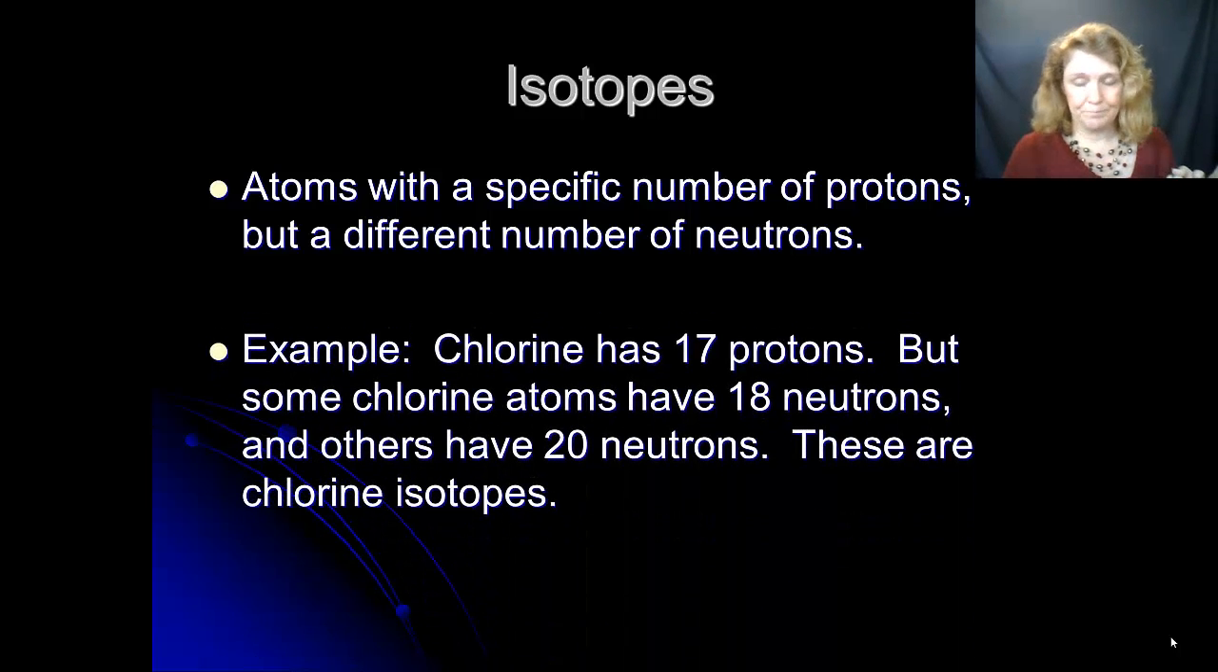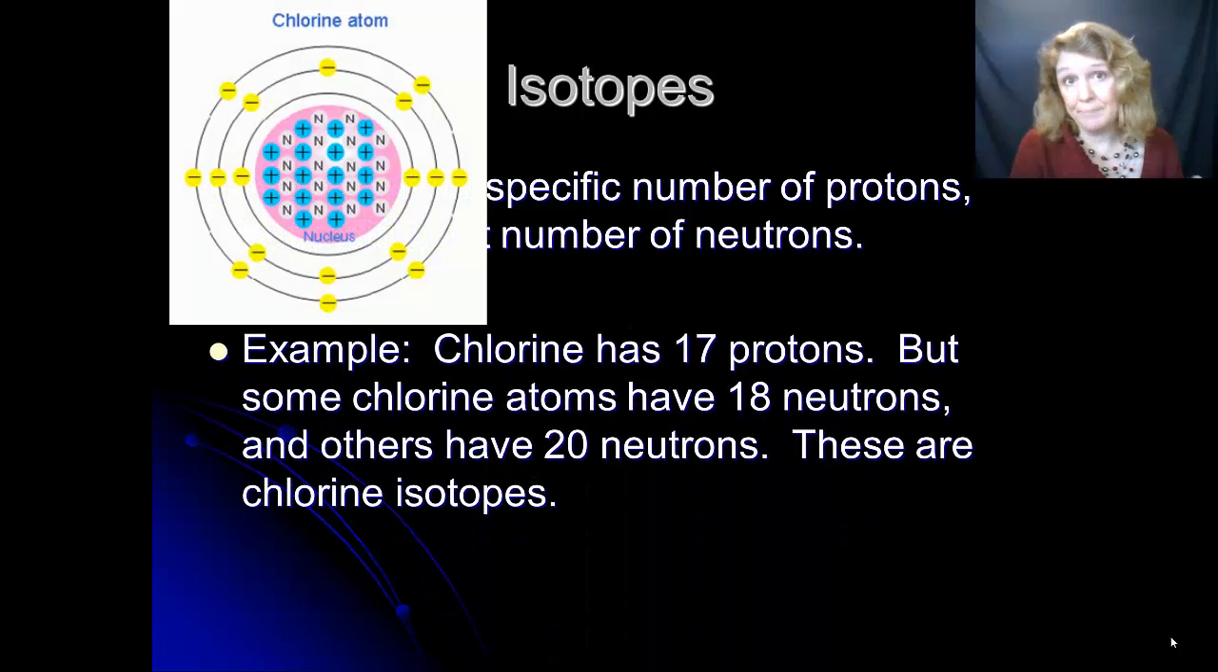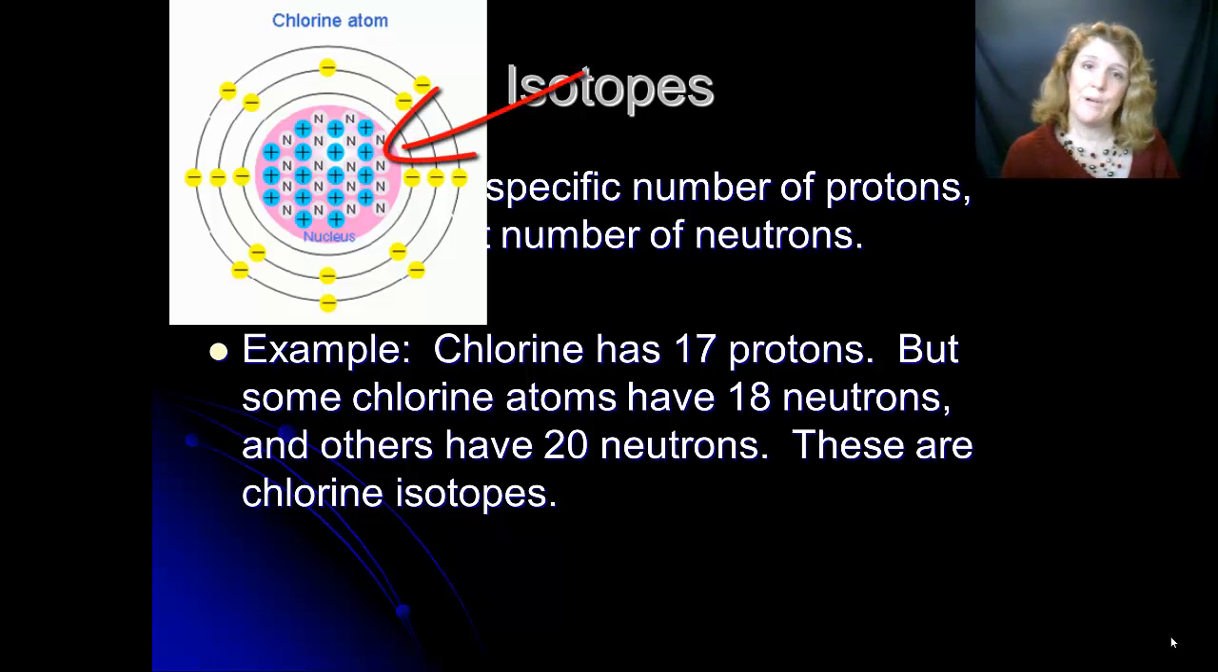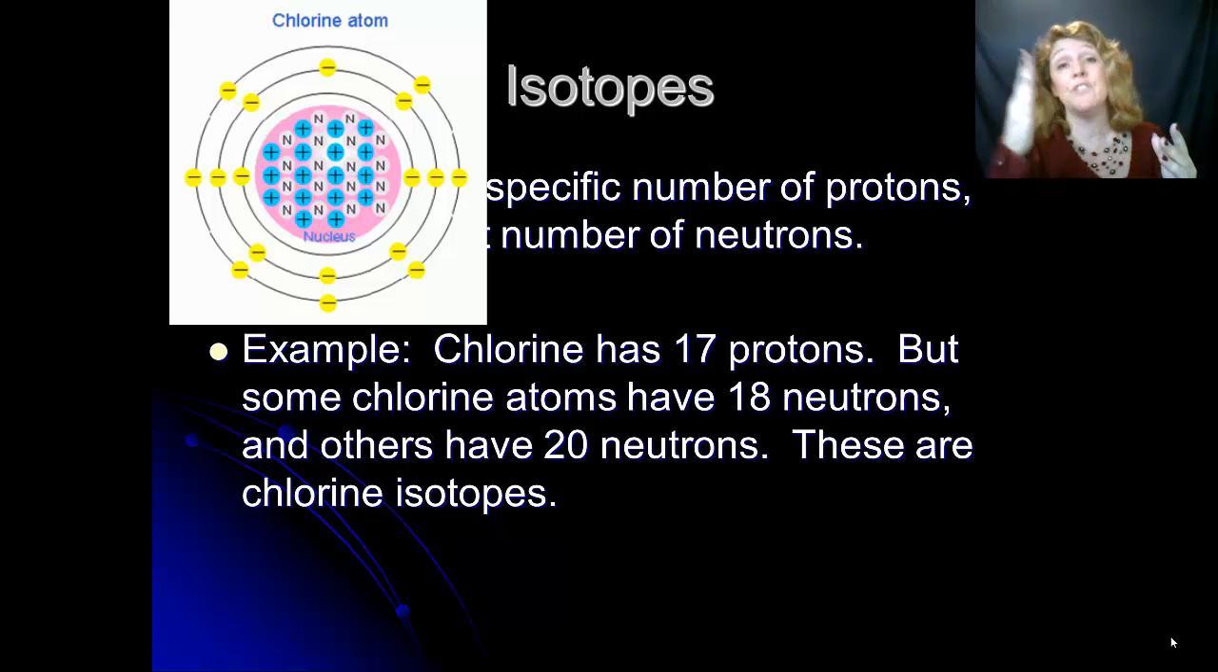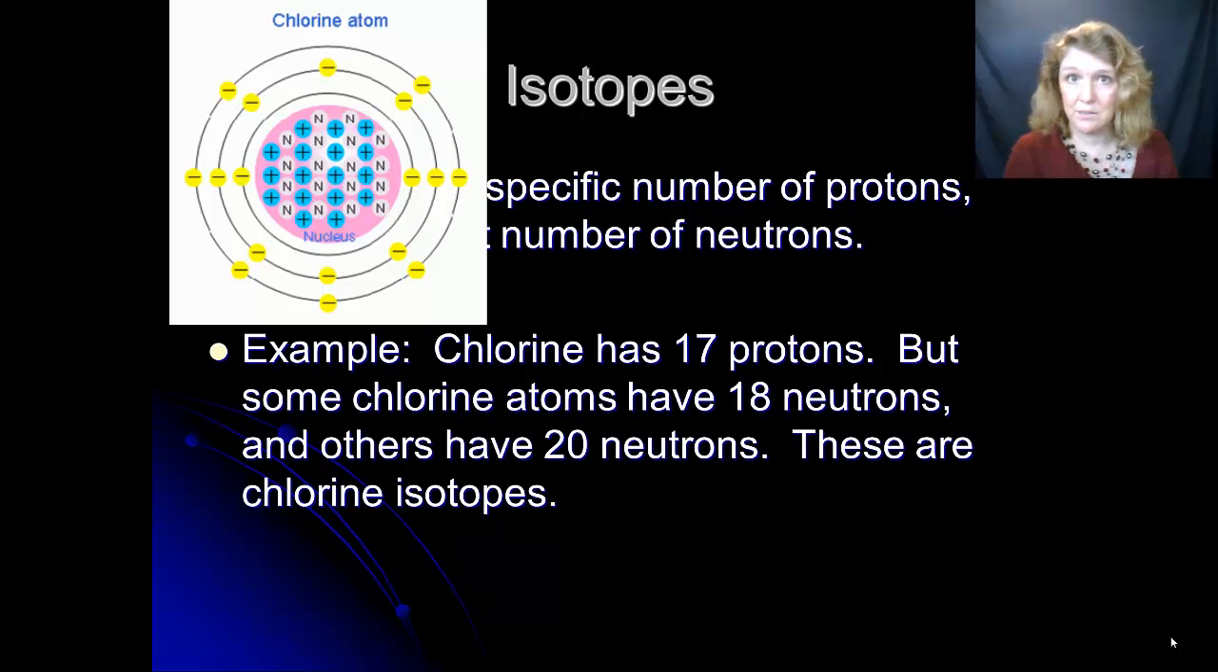For example, here's a chlorine atom. And chlorine has 17 protons, so it's got 17 electrons. But some chlorine atoms have 18 neutrons, and other chlorine atoms have 20 neutrons, and they have slightly different properties, and chemists use them for slightly different things. And so these are called chlorine isotopes. If you just call it chlorine, then you have a very specific number of everything that you're talking about. But chlorine isotopes, we know that, aha, you're talking about one with a different number of neutrons. Okay?